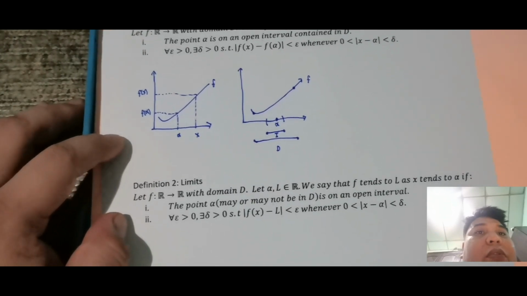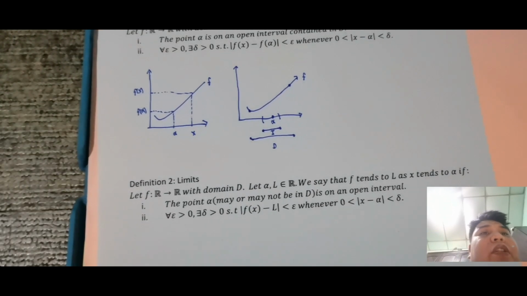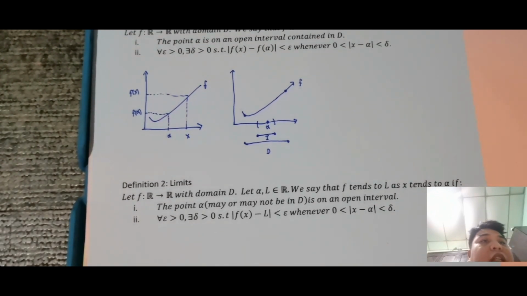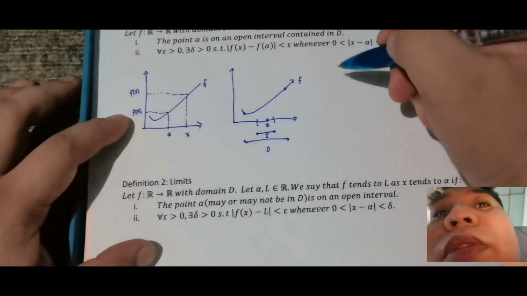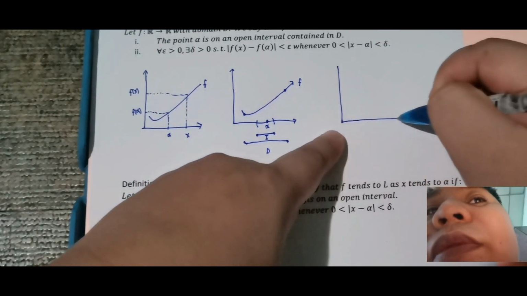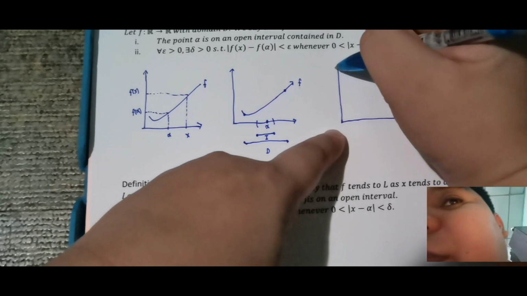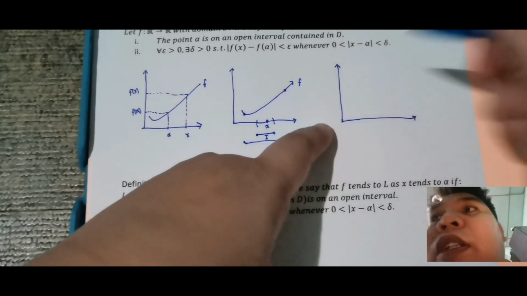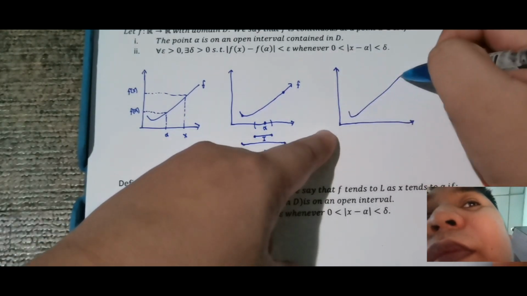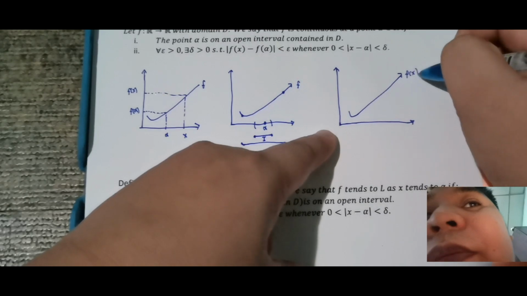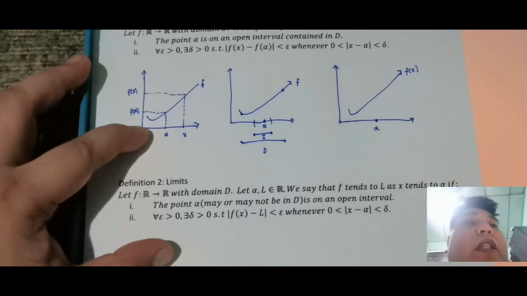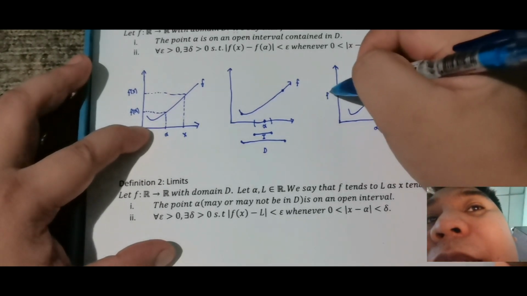Then lastly is yung for every epsilon greater than 0, there exists delta greater than 0 such that f of x minus f of a is less than epsilon whenever 0 is less than x minus a less than delta. So paano yung explanation dyan? So assuming na ito yung ating function, ito yung ating f of x. Okay, so lagay ko dito si alpha, point alpha, then ito si f of alpha.